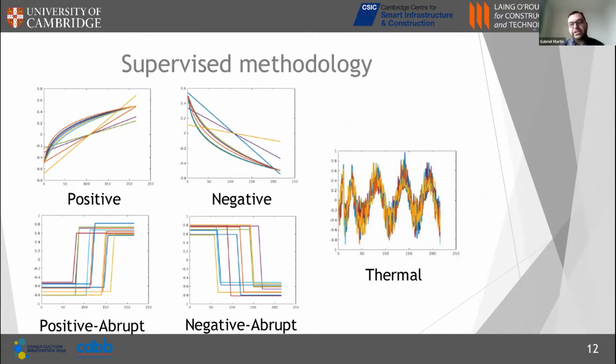On the top left, we can see some samples of patterns with positive displacements. On the top right, with negative displacement. On the bottom left, we have positive displacement, but we generated patterns in which the displacement happened very abruptly and very suddenly in a short period of time. So we call this class positive abrupt. And then on the bottom right, we have the same, but for negative abrupt patterns. And finally, on the right, we have a thermal pattern that we generated using temperatures from different years.